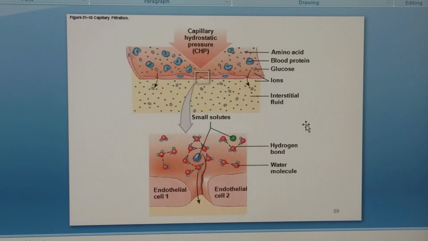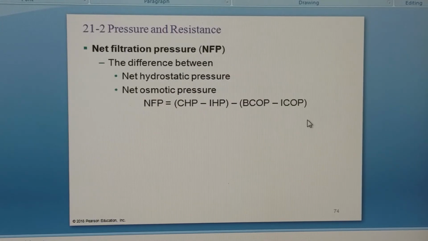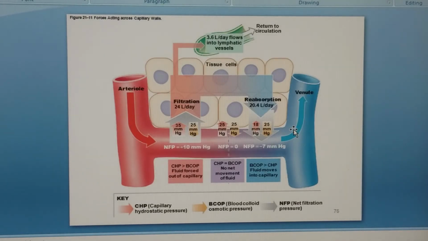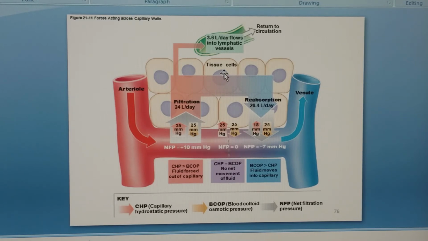Now, before we get there, let's talk about a few different things here. Blood supply comes into the arteriole, into the capillary, and leaves by way of the venule. The capillary has a built-in pressure, which can be measured. Outside of the capillary, we have the interstitial fluid between the cells in the tissues, which can have a pressure.